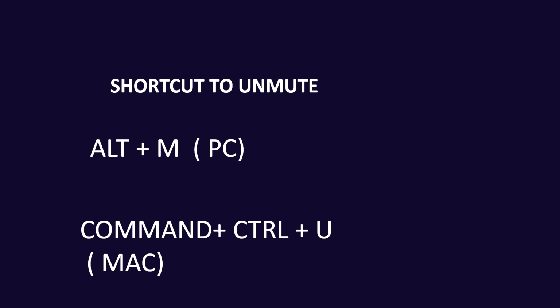You can see here Alt plus M is used for mute as well as unmute on PC, which means you can toggle between mute and unmute. If you are muted the first time and you press Alt plus M again, then it will be unmuted. For Mac, you can use Command plus Control plus U.